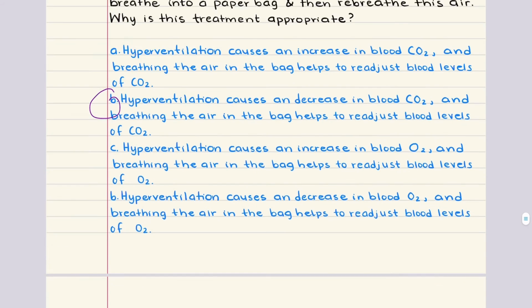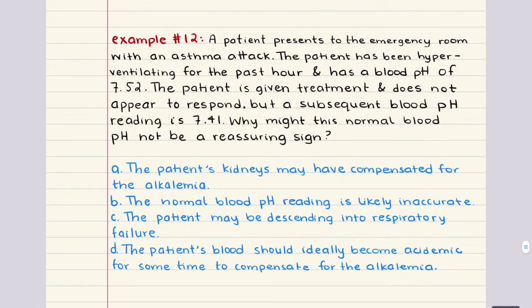Let's move on to problem 12. Problem 12 says a patient presents to the emergency room with an asthma attack. The patient has been hyperventilating for the past hour and has a blood pH of 7.52. The patient is given treatment and does not appear to respond, but a subsequent blood pH reading is 7.41. Why might this normal blood pH not be a reassuring sign?